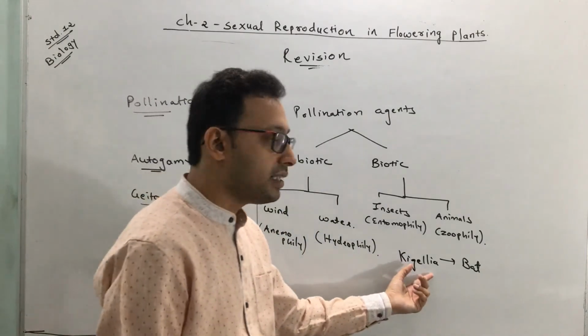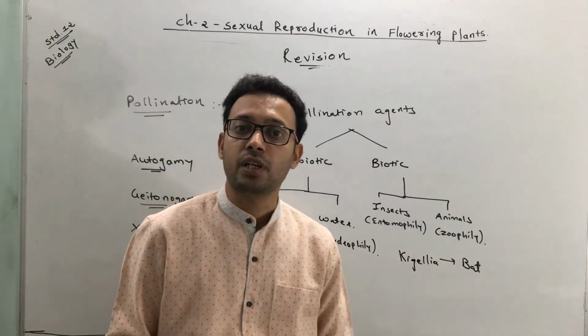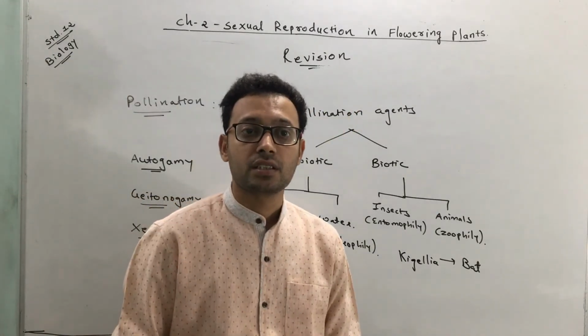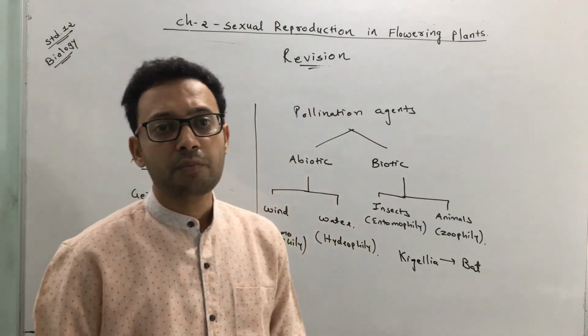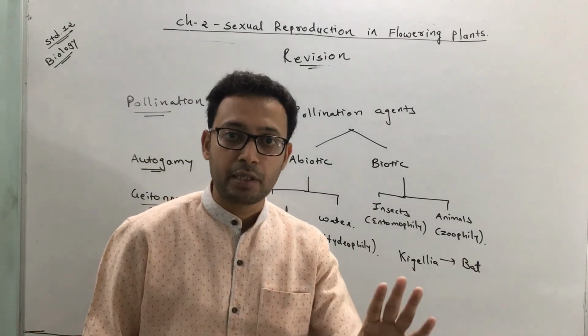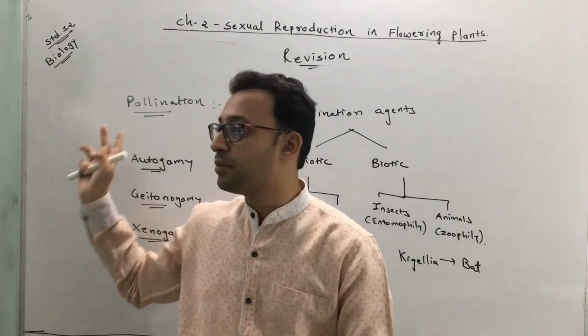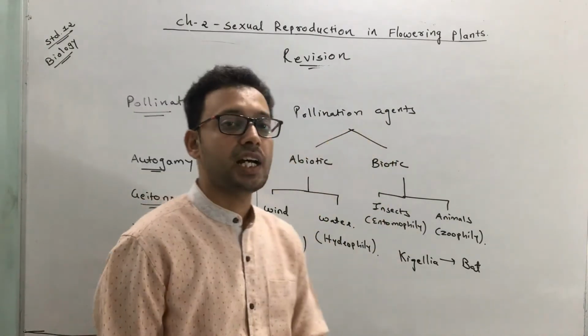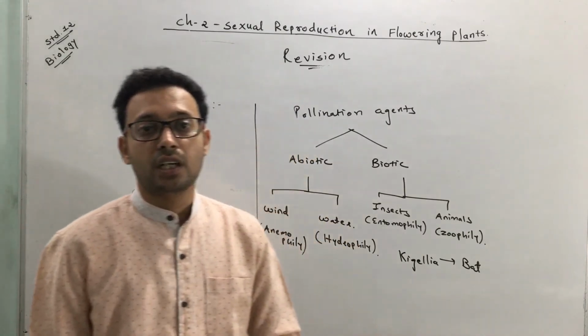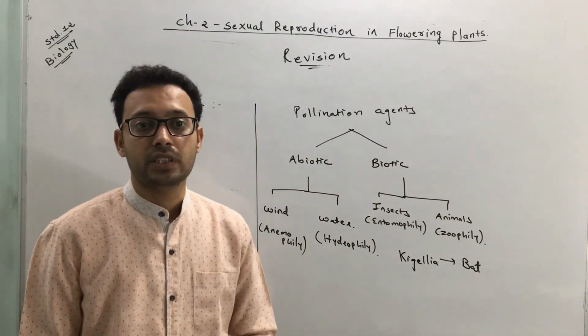Okay, Kigelia is a plant that is pollinated by a large animal called bat. So these are called pollination agents. And that's all about the process called pre-fertilization. Gametes are produced, male and female gametes, and now they are transferred by pollination, and these are the agents which help in the pollination process. Okay, so that's about pollination and pollination agents.